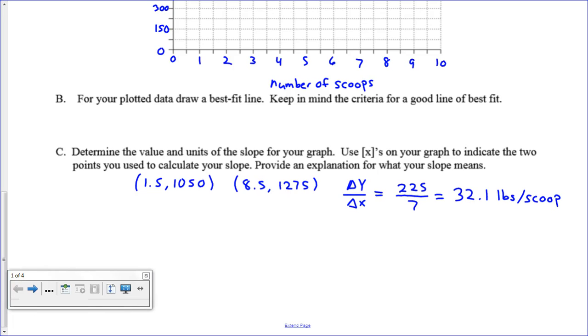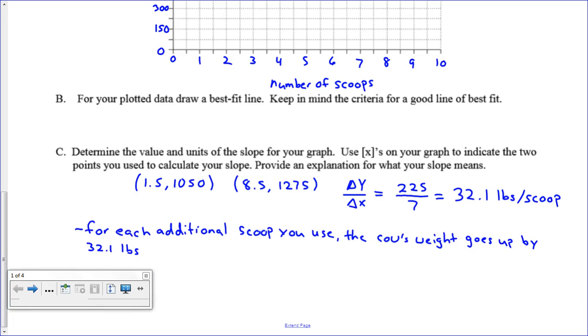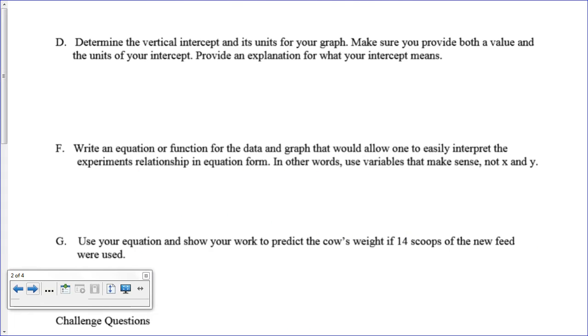An explanation for what this would mean would be that for every additional scoop you use, the cow's weight goes up by 32.1 pounds. Going on to the back here, it says determine the vertical intercept and its units, and then provide an explanation for what the vertical intercept is.